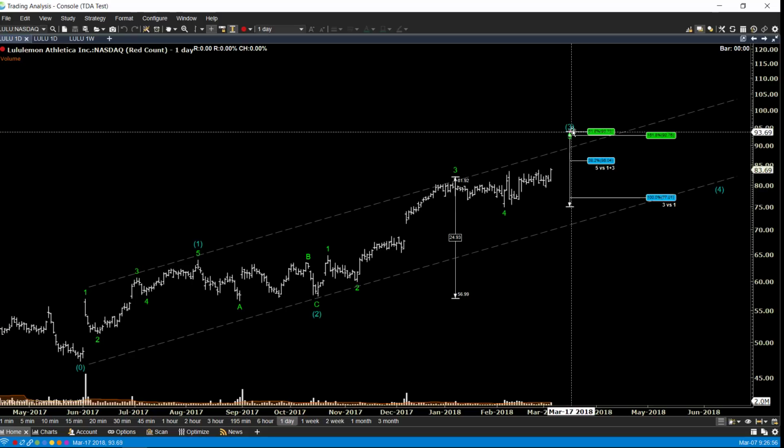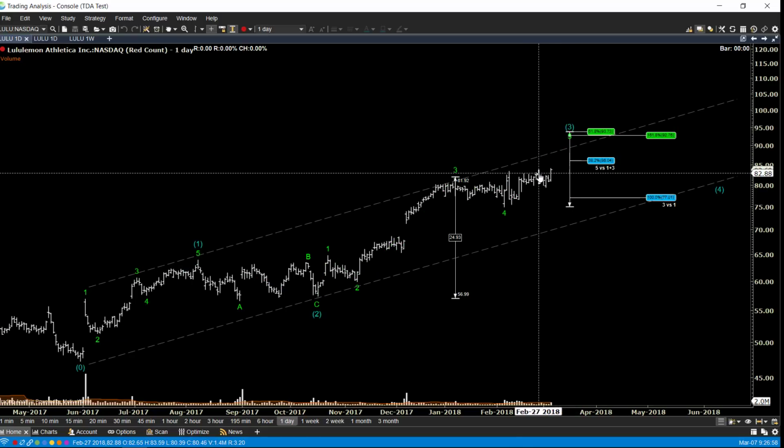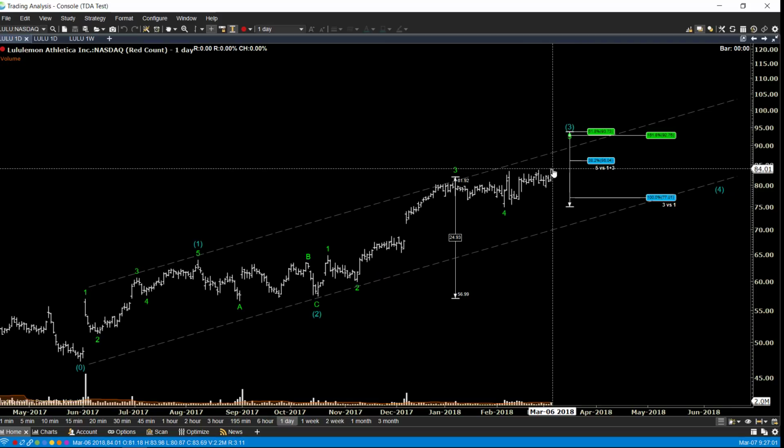My wife has me wearing Lululemon all the time. So I don't know, it's just good stuff. I like it. It makes you look thin.